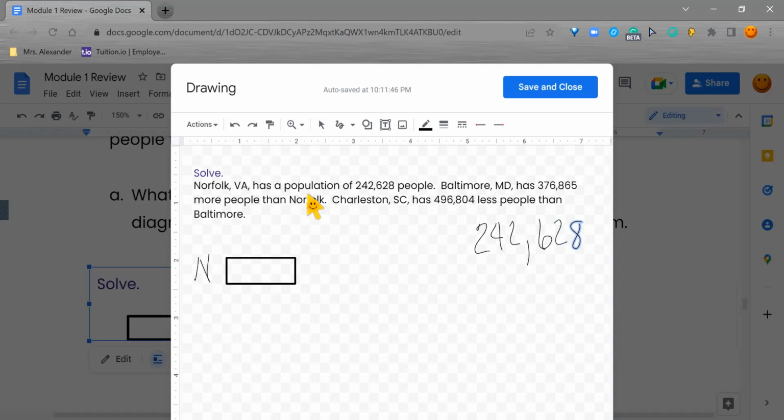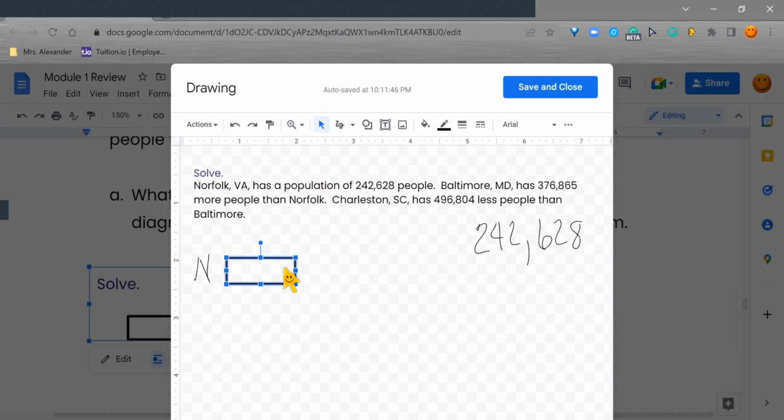So I'm going to click my arrow. I'm going to click here. I'm going to hit Control C and Control V. I'm going to bring this down because this is where we're starting, right? For Baltimore. But I'm going to do another Control V because we have to add. And so I'm going to have add, but the number I'm adding is bigger than what I have. So I'm going to make this box just a little bit bigger, you guys.